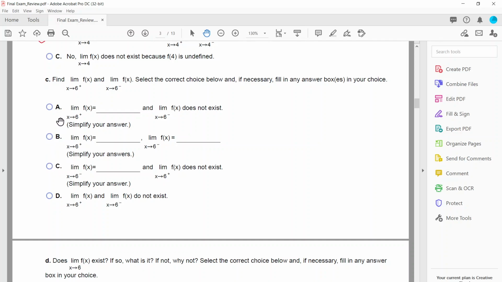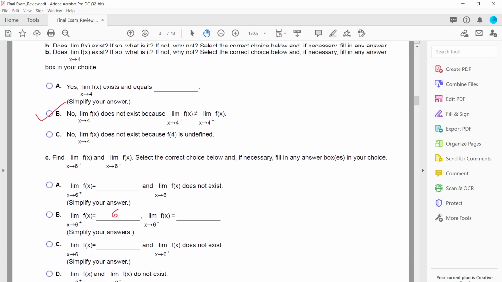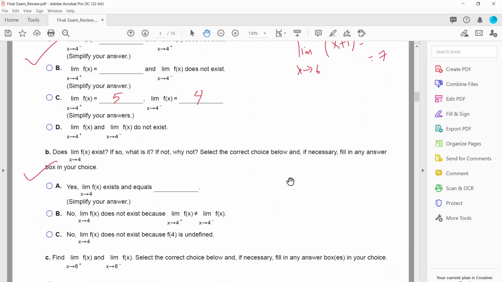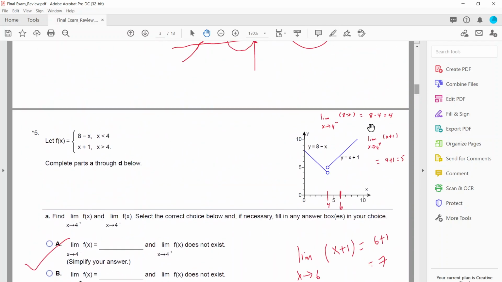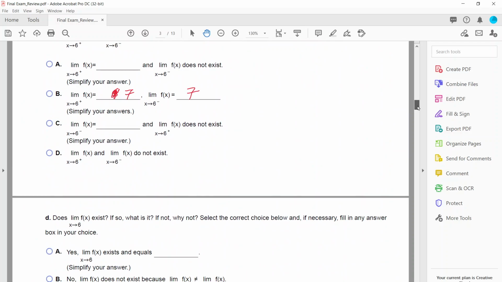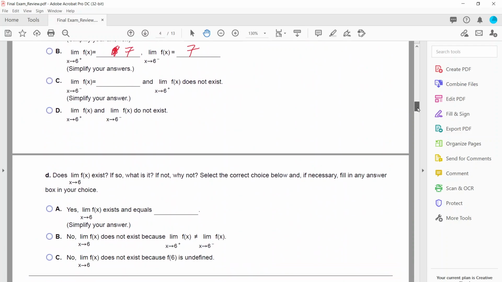So you can choose yes. So here the limit of the function when x approaches 6 from the right side is, what is that, 7. Sorry, 7. So from both sides it's 7. Because from both sides you just have to use the same graph y equals x plus 1. So that means because the left hand limit and right hand limit are equal, the limit of the function when x approaches 6 exists. So the answer is yes, it does exist, and the answer is 7.